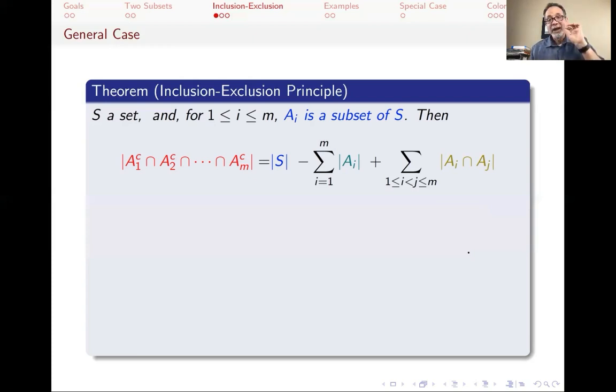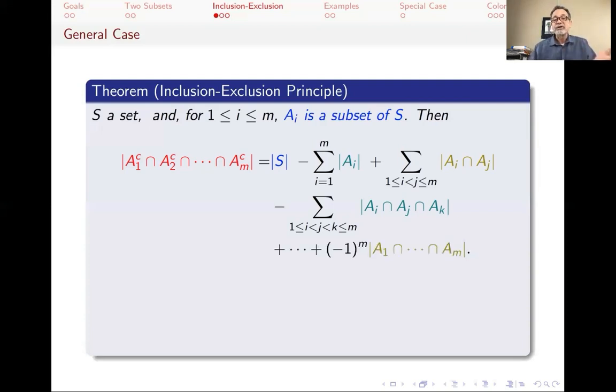But then we have to worry about triple intersections. When three of these sets intersect, we have actually put back in too much. And we have to take out one triple intersection for any time we have three integers i, j, and k not equal to each other between 1 and M. But again, we might have taken out too much. We have to put back in some more. And so we keep putting back in, taking out, putting back in, taking out, all the way till we get to (-1)^M times the size of A1 intersection A2 all the way till AM.